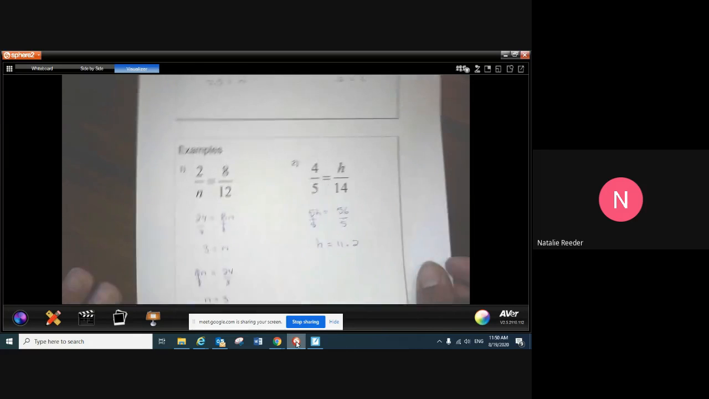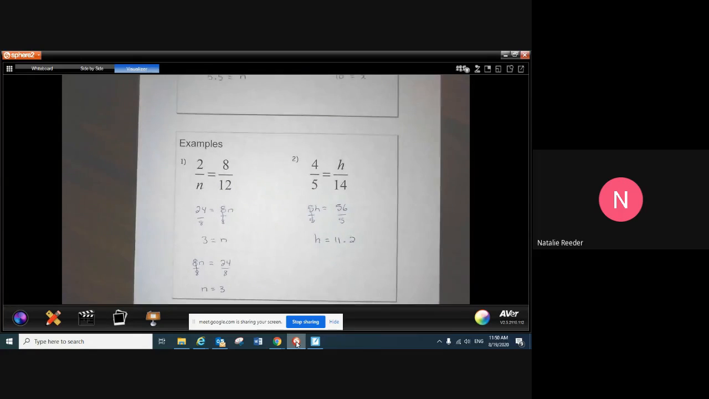So that's it. That's the strategy that you would use to solve proportions. So now you can go ahead and practice and do the assignment.